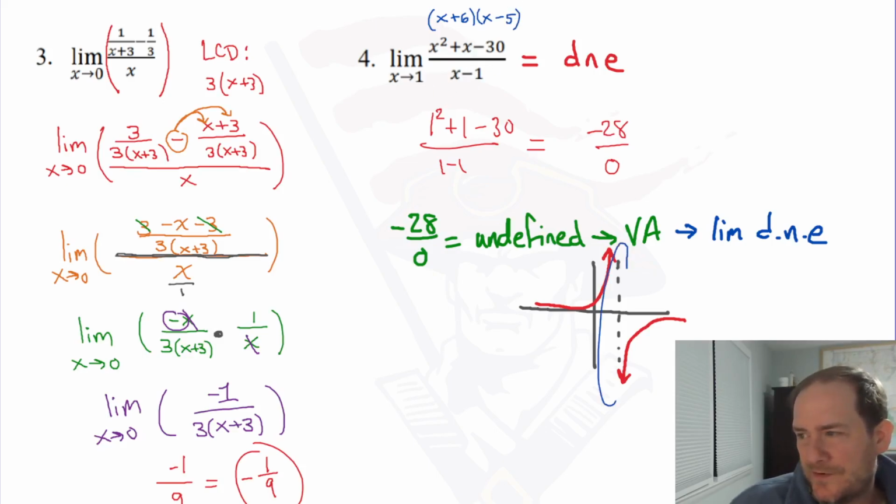That means we do get a vertical asymptote. That means we don't get a limit. The limit just does not exist.